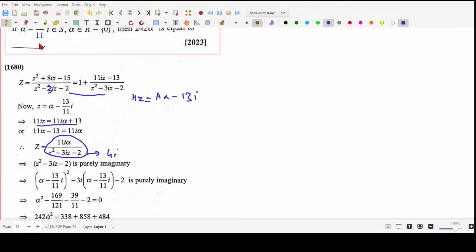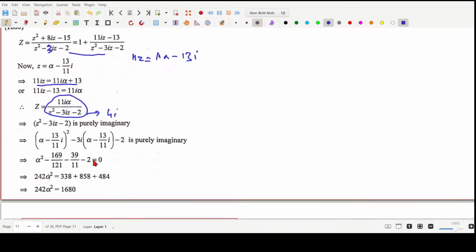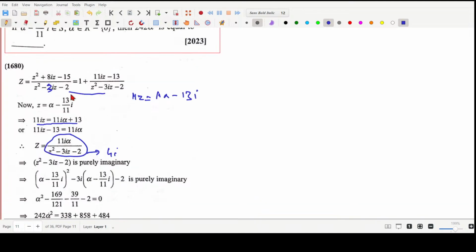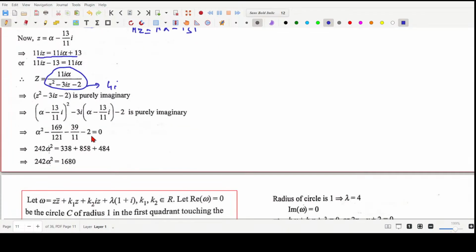We'll take z as alpha minus 13 by 11i and substitute here. This one has to be completely imaginary. Then what will happen to alpha is the question. We'll expand this and gather the real part and the imaginary part, and the real part should be equal to 0. Alpha is anyway real, so if you expand this, we'll gather the real part and make it equal to 0. Then we'll get what exactly alpha square is. You got the idea now?